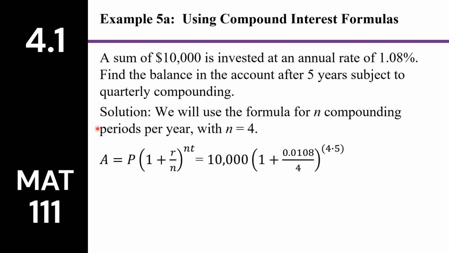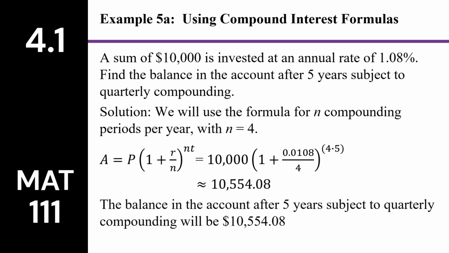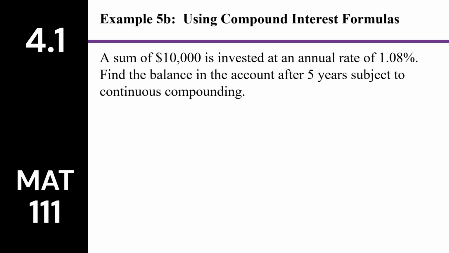We substitute the 10,000 in for the principal. We substitute the 1.08% in for the interest rate. Notice we move the decimal point 2 places to the left and we put it in as a decimal. The compounding was 4 times per year because it was quarterly, so both of the n's are 4, and the number of years is 5. And so the account balance after 5 years will be $10,554.08. Now let's look at example B.